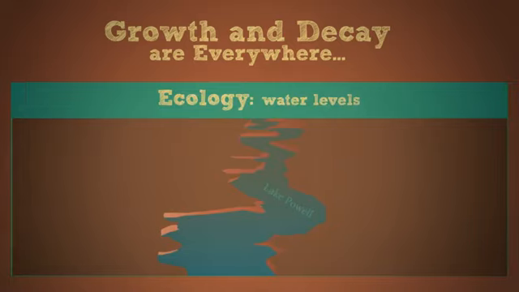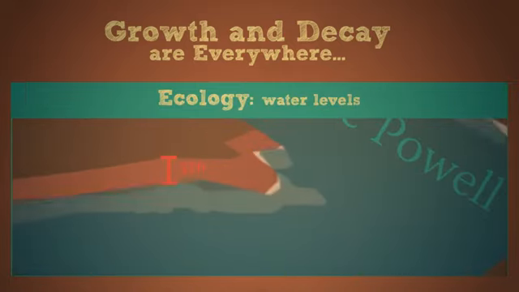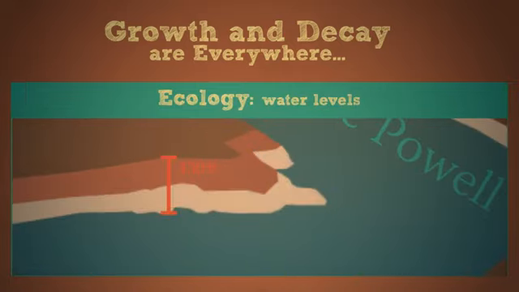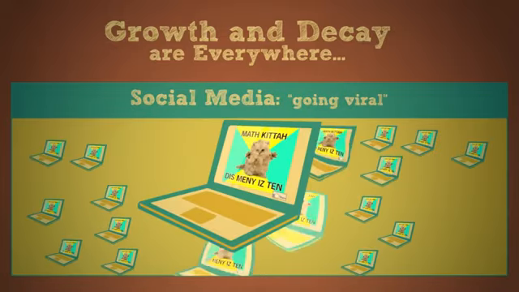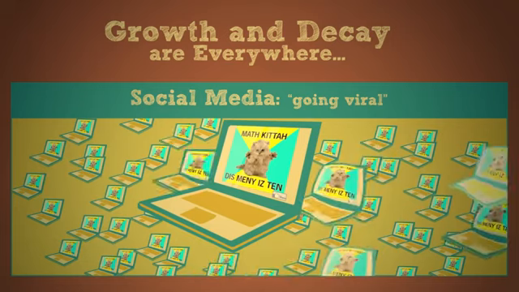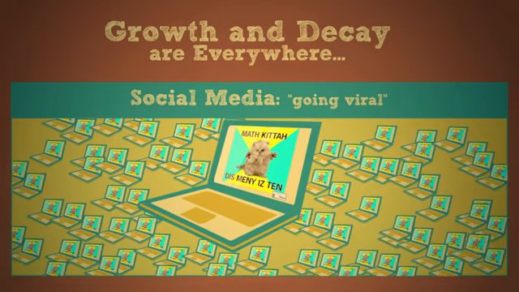In ecology, we might want to study how the water levels in Lake Powell dropped between the year 2000 and 2005. Or even in social media marketing, we can use growth and decay models to understand what it means when something goes viral on the internet.